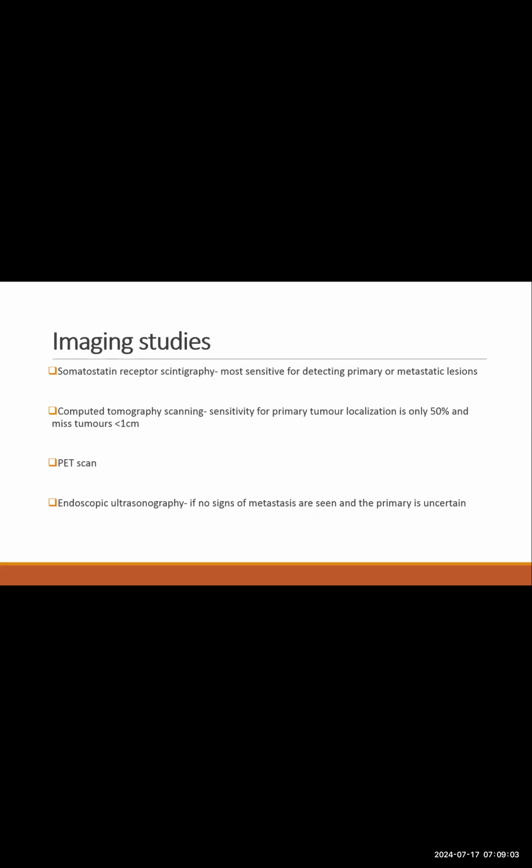So once the diagnosis is established, the tumor must be localized, and the most sensitive imaging modality for detecting primary and metastatic lesions is somatostatin receptor scintigraphy. Also, CT scan can be done. However, the sensitivity for localization of primary tumor is only 50%, and usually it misses smaller tumors that are less than 1 centimeter. The PET scan can also be done, and if no signs of metastasis are seen and the primary is uncertain, endoscopic ultrasonography is also called into play.